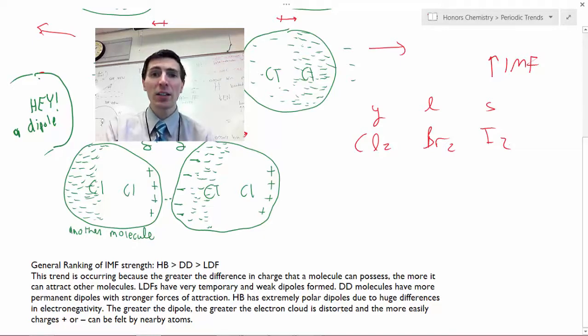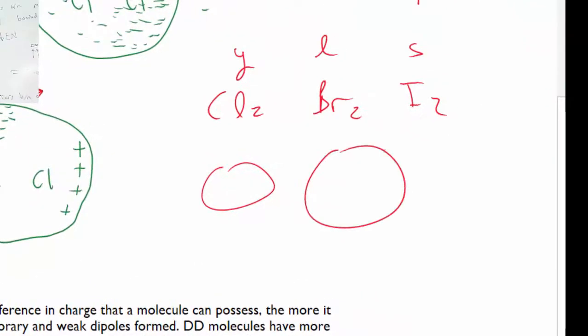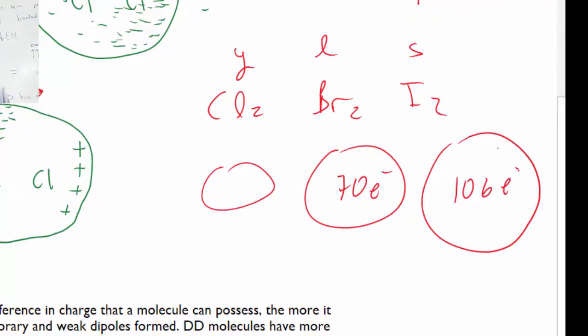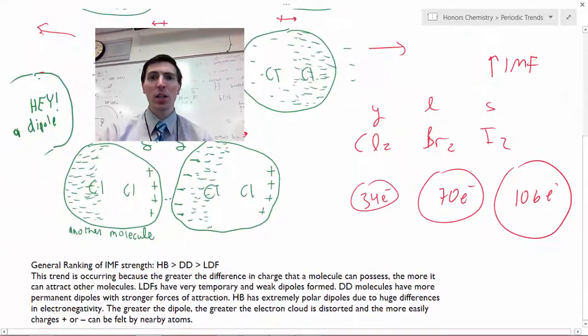If I draw out these molecules here, in terms of how many electrons they have, chlorine has 17 electrons, you multiply that by 2. Bromine has 35 electrons, you multiply that by 2, 70 electrons. Iodine has 53, so 106 electrons. Chlorine, 17 times 2, 34 electrons.